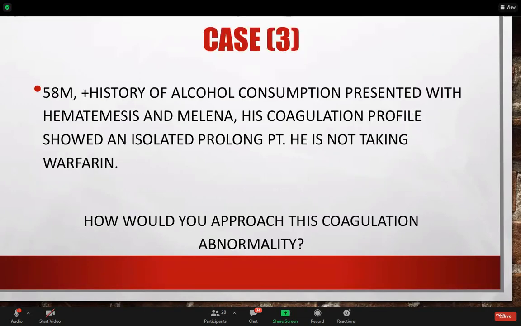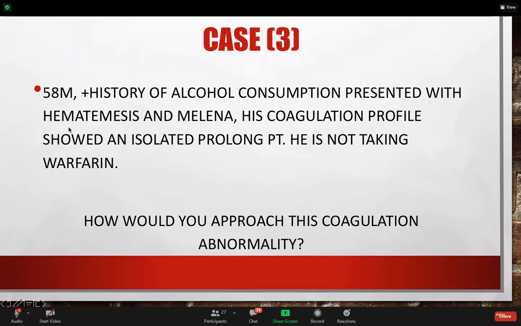Okay, let's take case 3. A 58-year-old male with a history of alcohol consumption presented with hematemesis and melena. His coagulation profile showed an isolated prolonged PT. He is not taking warfarin. That's very important information. How would you approach this coagulation abnormality?